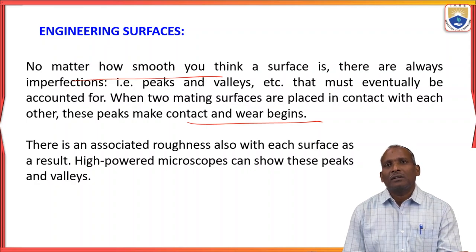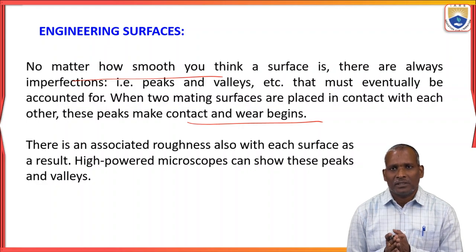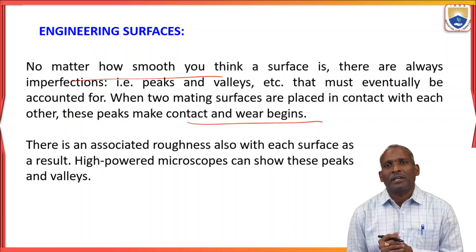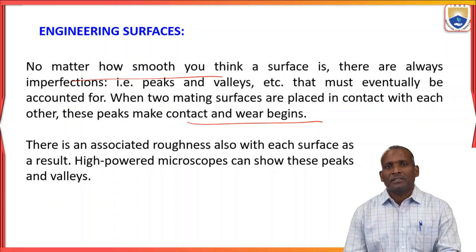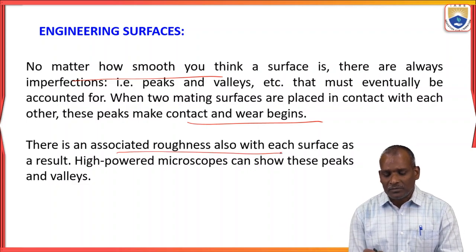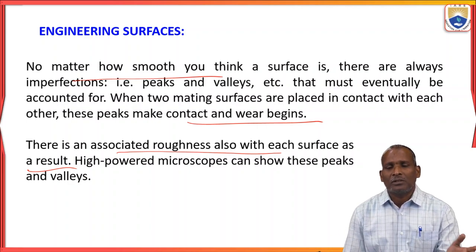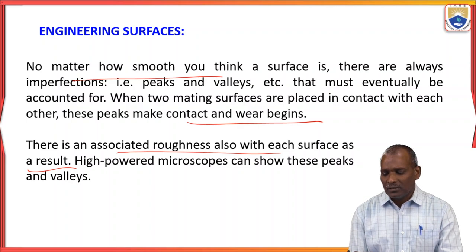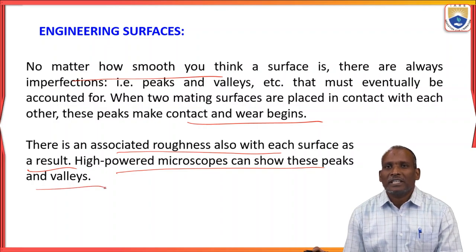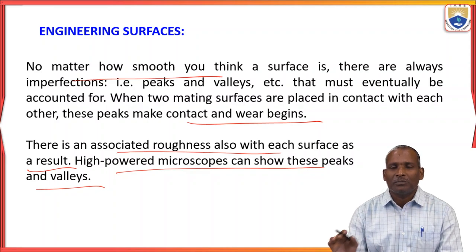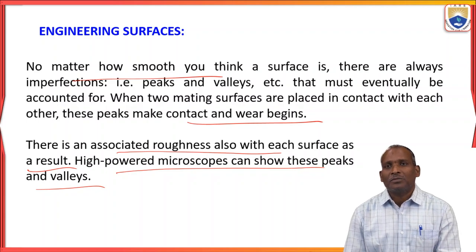Clear? How much wear has occurred you can calculate using different methods, and the surface levels you can measure using different measuring instruments. No matter how smooth you think a surface is, there are always some imperfections. But you can reduce the wear and minimize the friction by using different methods. There is also an associated roughness with each surface. Roughness also causes poor surface finish and poor quality, and the wear property depends upon this roughness. High powered microscopes can show these peaks and valleys. You cannot see them just by looking at the component; you can't determine these peaks and valleys that way.